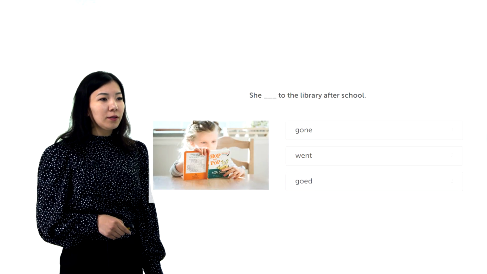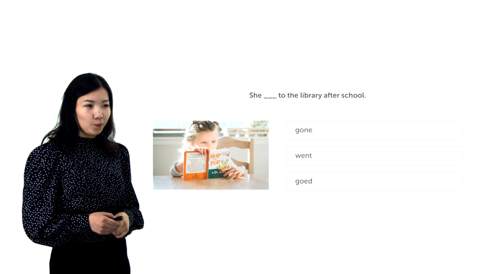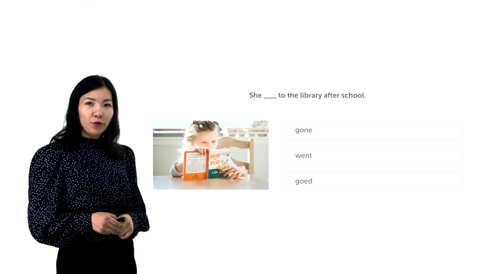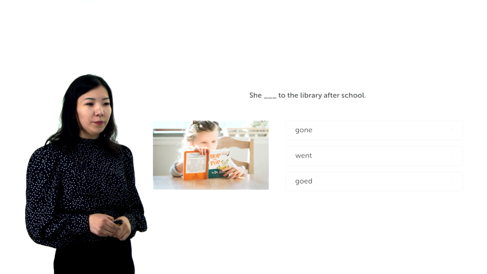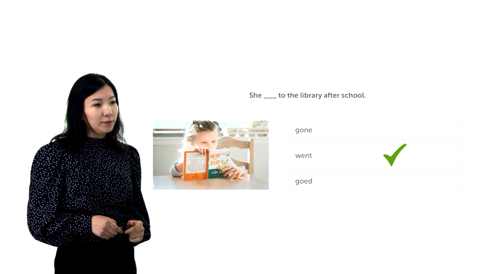Okay, the next one. She to library after school. So it's an irregular verb. She went to the library after school, right?